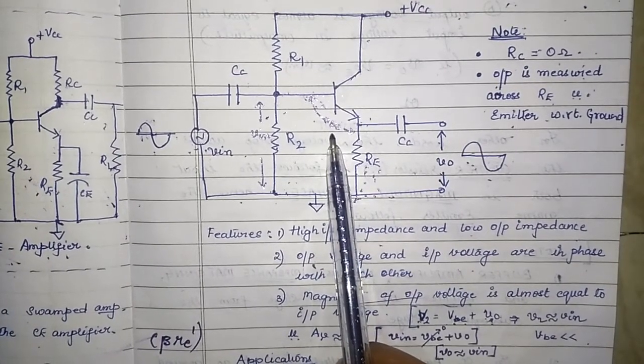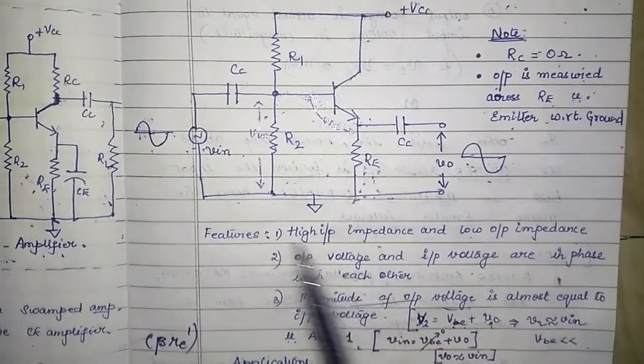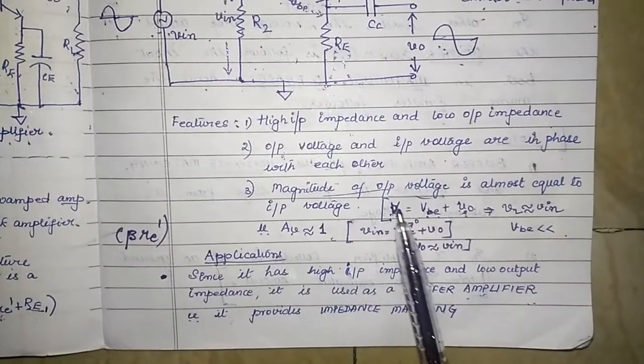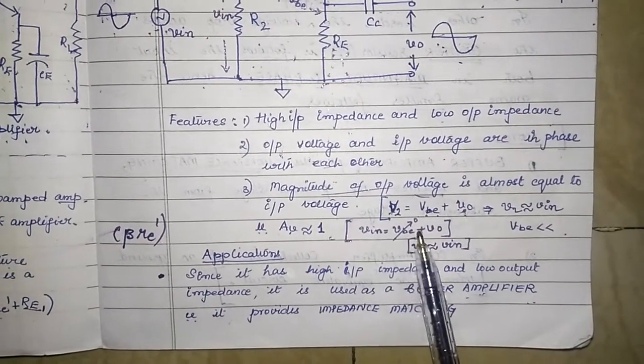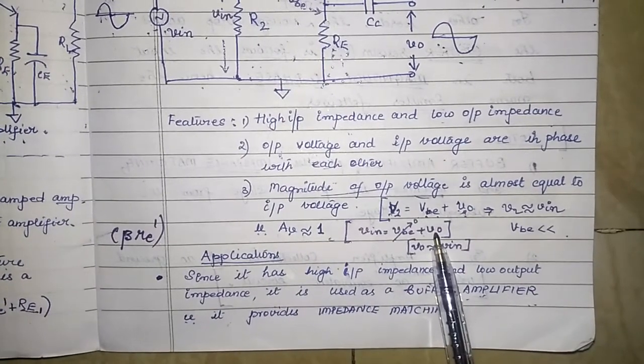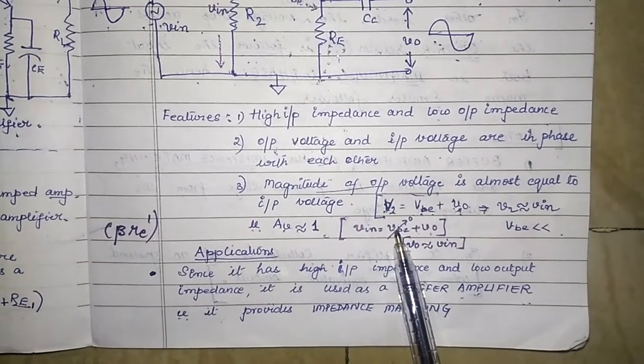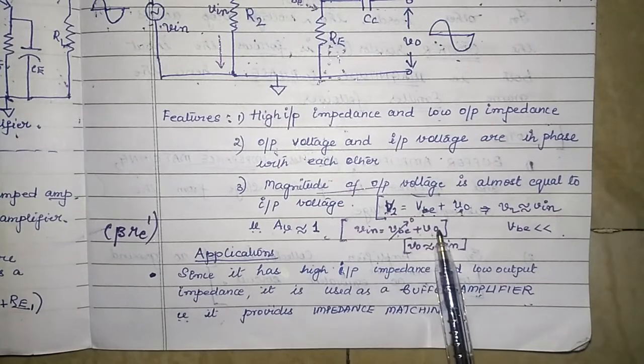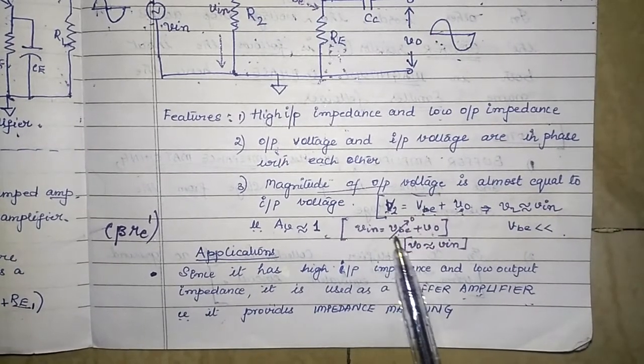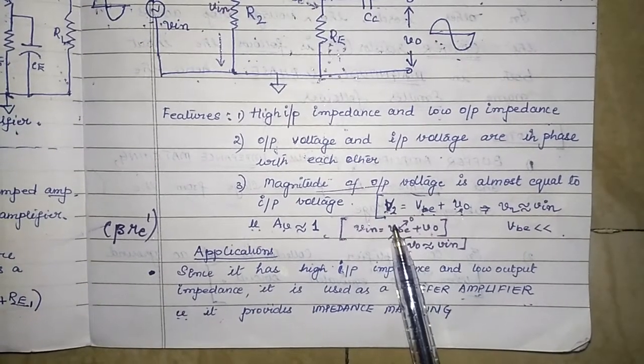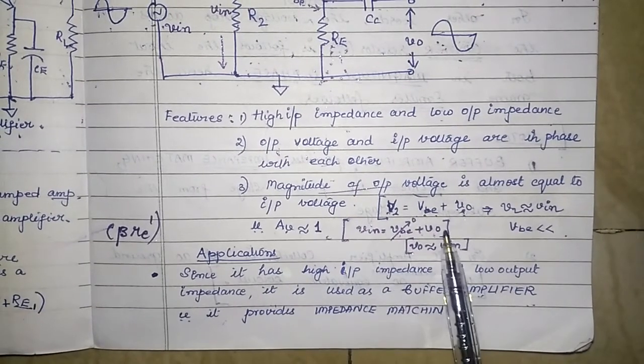VBE for silicon is 0.7 volts. So V2 or Vin is equal to VBE plus V0. Since this is 0.7 volts, it is assumed to be small when compared to V0 or Vin. So this can be neglected. When this becomes neglected, you see that Vin is almost equal to V0.